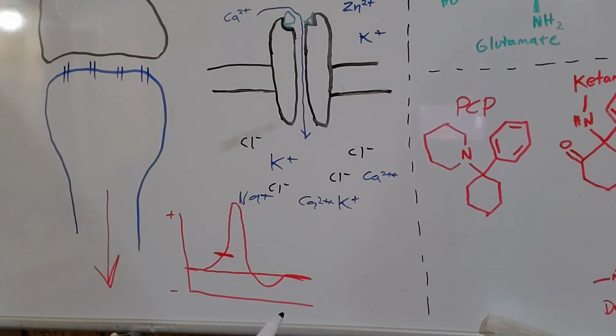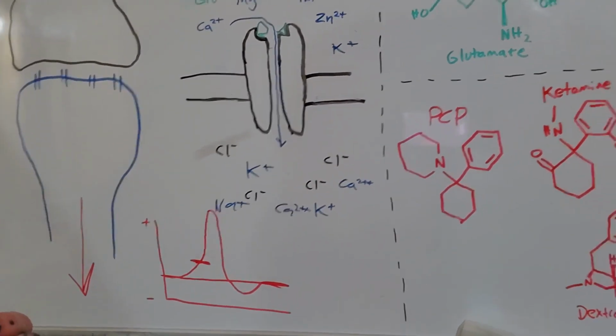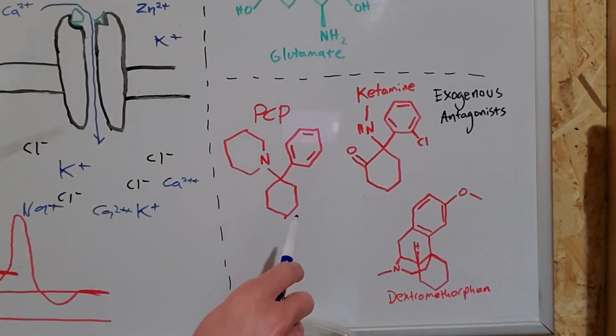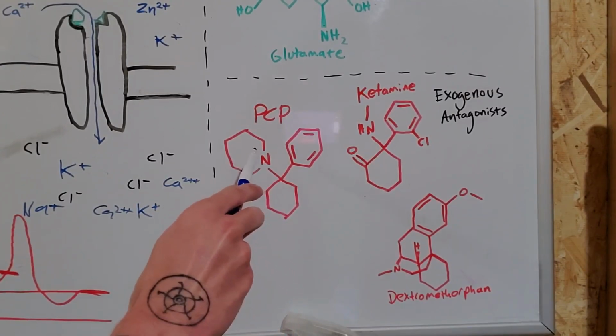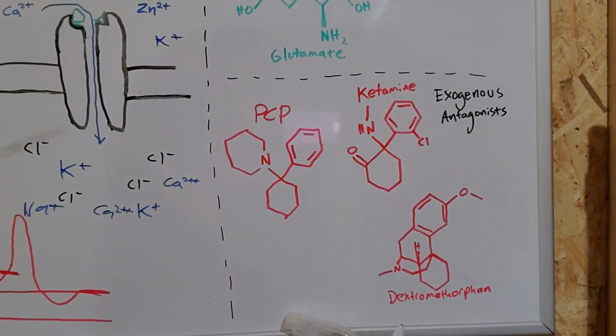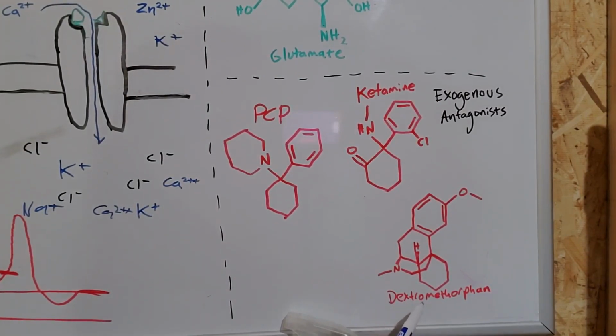I'm not really going to get into those, but the ones I find more interesting are the exogenous antagonists, and that includes molecules here, like, for example, the aryl cyclohexylamines, phencyclidine and ketamine. And then also you have dextromethorphan and other atypical NMDA antagonists that aren't aryl cyclohexylamines or derivatives of them.